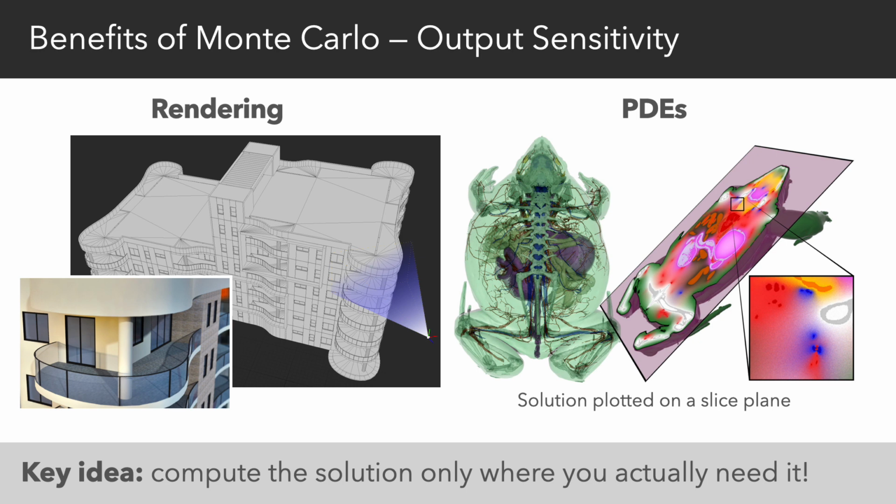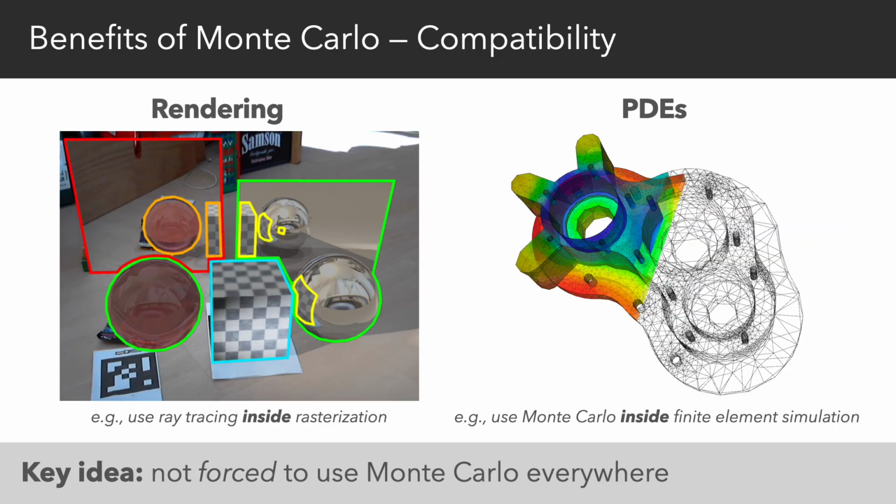Just like path tracing, where you only render what you see through the camera, walk-on spheres lets you evaluate the solution only at points where you actually need it. And you're not forced to use Monte Carlo everywhere unless you want to. So in rendering, for instance, ray tracing is often used inside rasterization pipelines, and in principle, you could also use a Monte Carlo PDE solver somewhere inside a finite element simulation.